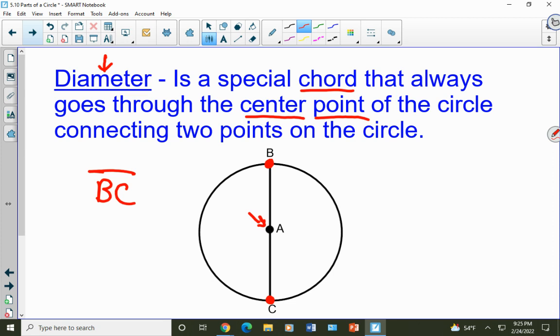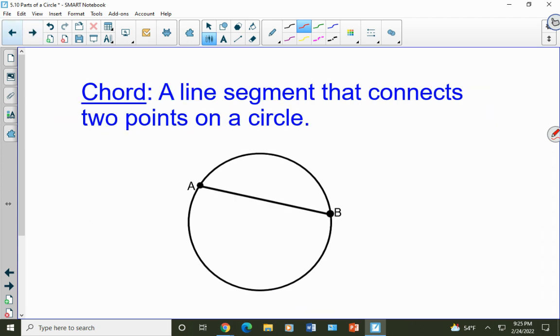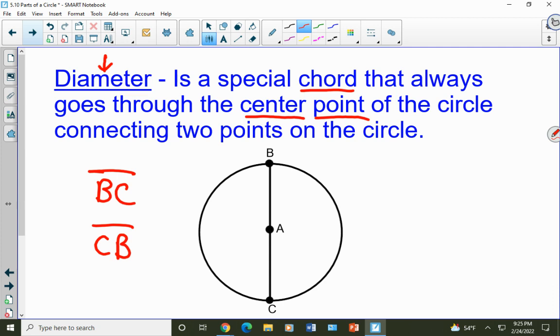Or you can name it line segment CB. Either way, that is a diameter. Now, it's still a chord, but we don't call it a chord, because it does something that other chords don't do. It goes through the center point. So, let's review. A chord is a line segment that connects 2 points on the circle. A diameter is a special chord, which we really don't call a chord, that connects 2 points on the circle, but it goes through the center point. It has to go through the center point.